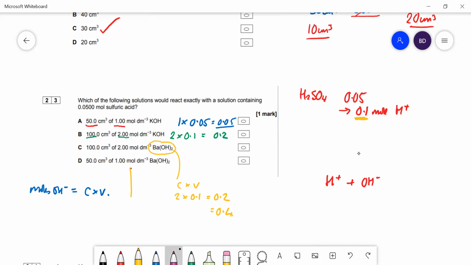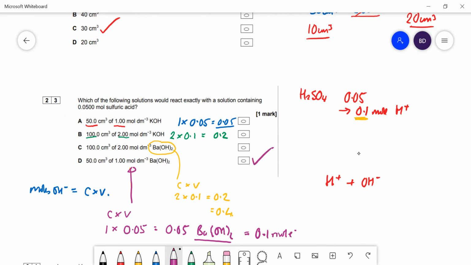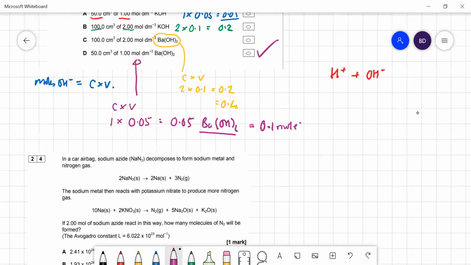Let's just check this one. Right, concentration times volume, 1 times 0.05. So that's 0.05 moles of barium hydroxide. But of course, 1 mole of barium hydroxide contains 2 moles of OH- ions. So we've got 0.1 mole of OH- ions. So that is the right answer. Quite a lot of work for that one as well. And the last question.